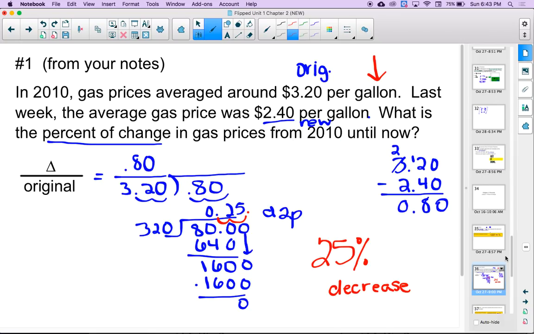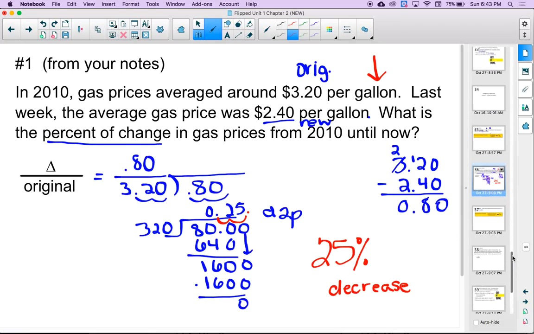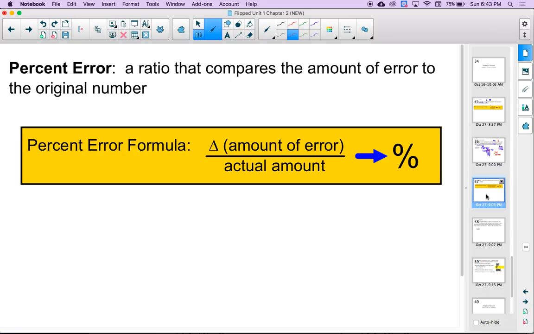So that's percent of change. Not super hard, as long as you remember to use your formula. The other piece of this lesson is percent error. So please go back to the first page in your 2.5 notes.